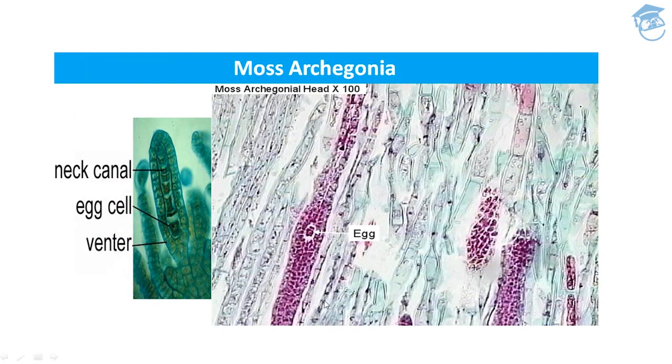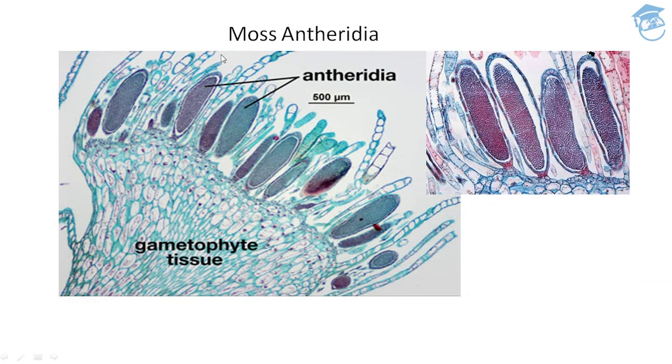This is the moss archegonia, which is viewed under a microscope. This is the canal cell, this is the egg cell, and this is the venter. This is the zoom view of the egg which has neck canal cell, egg cell and venter. This is the moss antheridia. It is a gametophytic tissue, to be more precise, male gametophyte, and that was all about it.